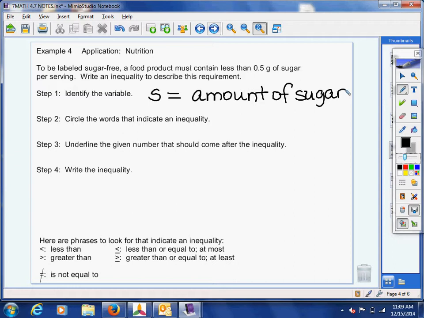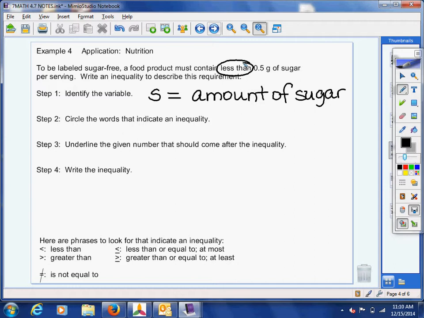Okay, now step two, let's circle the words in our original problem that tell us this has to be an inequality. Okay, I'll read it to you again. To be labeled sugar-free, a food product must contain less than half a gram of sugar per serving. So Nate, what do you see? Less than. I'm going to circle those words. That's my inequality words right there. That tells me what symbol I should use.